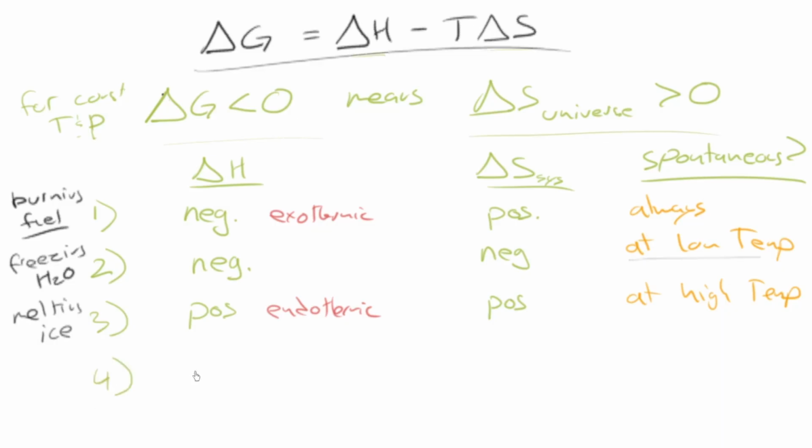And the final thing that you could have would be a positive enthalpy, so again, endothermic, but this time a negative, a decrease in entropy of the system. And when will that be spontaneous? You think of an example. I can't. Why? Because it'll never happen. All right? So those are 4 types of reactions.